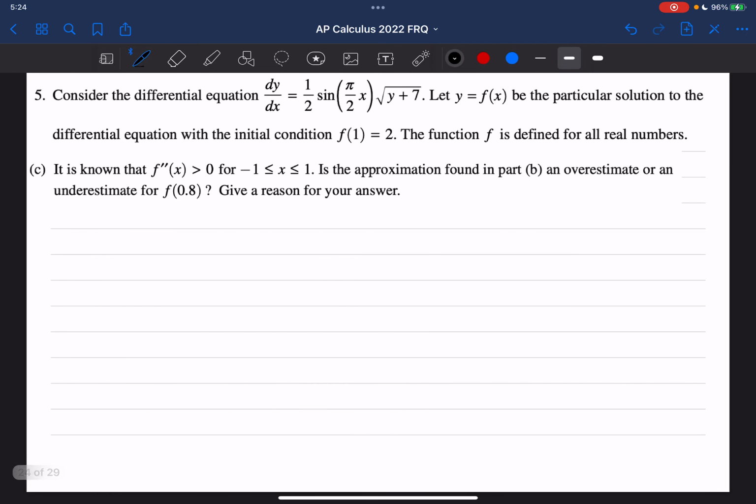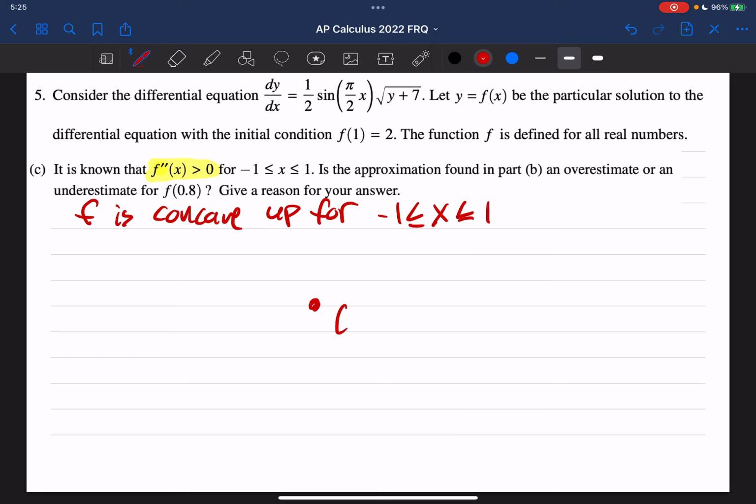Now part C says it is known that f double prime is greater than 0. So that means that f is concave up on this interval, negative 1 less than x less than 1. Okay, so now we want to say, is our estimate an overestimate or an underestimate? So here we have (1, 2).